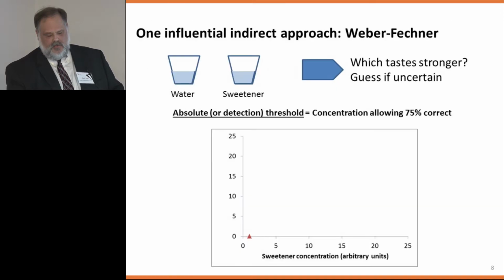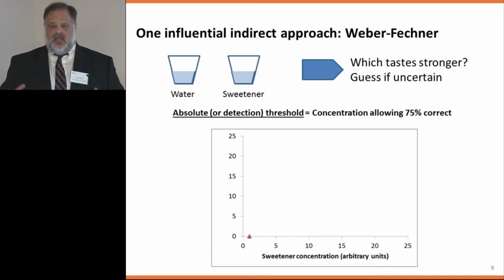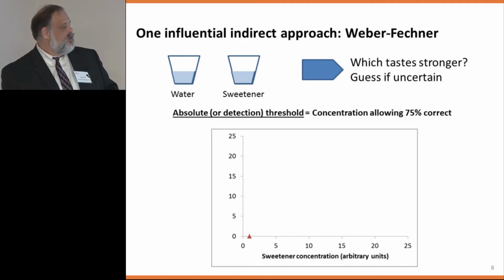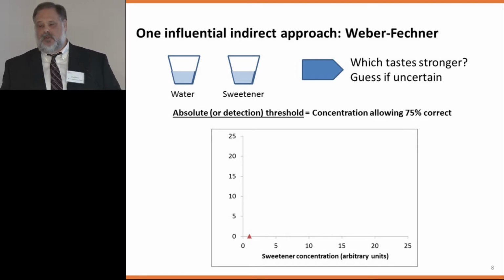Okay. So one influential indirect approach, and this goes all the way back to the 1800s. Really, this whole story encapsulates the birth of modern experimental psychology. So this and related studies is where experimental psychology, as we consider it today, started. So what do we mean by a simple structured task? I can give you 2 cups. One contains water, one contains a variable amount of sweetener. You taste them, and I ask you which tastes stronger, and if you don't know, you have to guess. So we can systematically manipulate what's in the second cup to find the concentration allowing you to achieve a criterion level of performance.